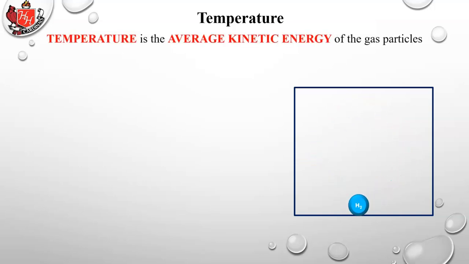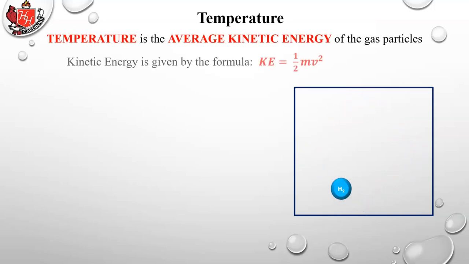Temperature is the average kinetic energy of gas particles. Kinetic energy is given by the formula. You may have had this in physics. Kinetic energy equals 1/2 mass times velocity squared.